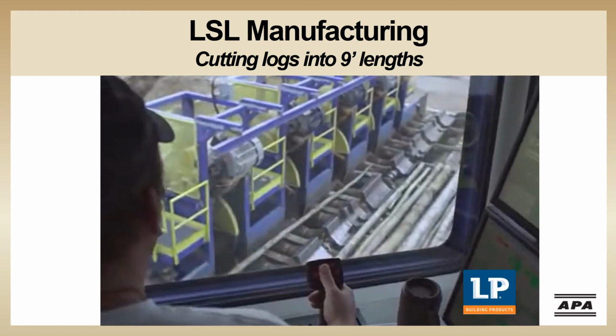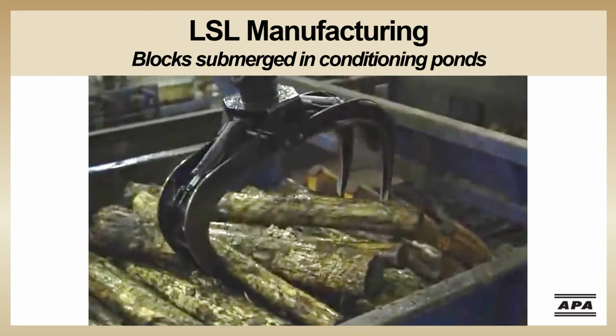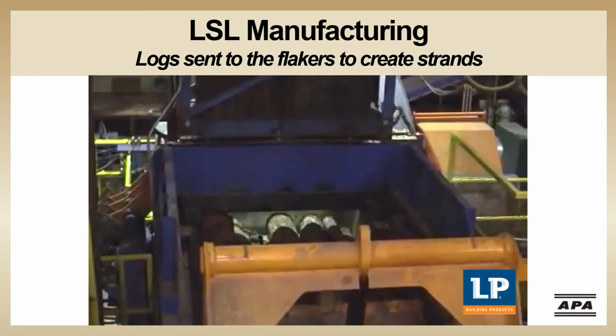Laminated strand lumber, or LSL, is primarily made from aspen trees. This species grows very rapidly in the northern states and Canada. Logs are transported to the mill and are cut to 9 feet lengths. The cut logs are then submerged in conditioning ponds. The logs are then sent to the flakers and cut into strands.